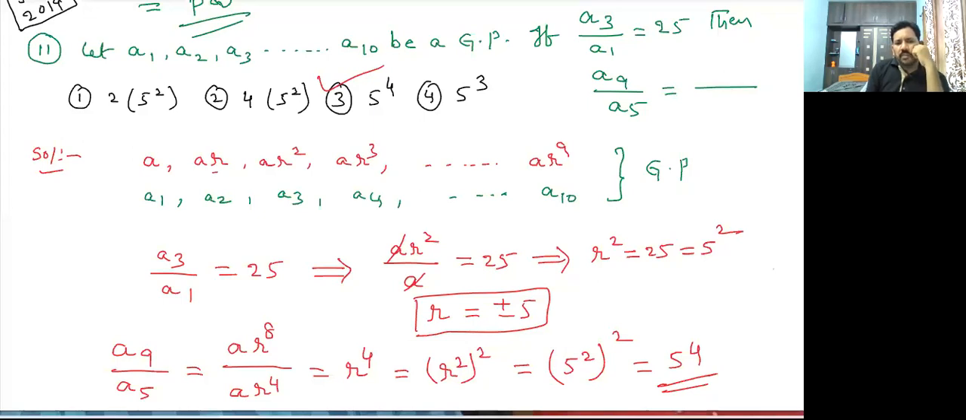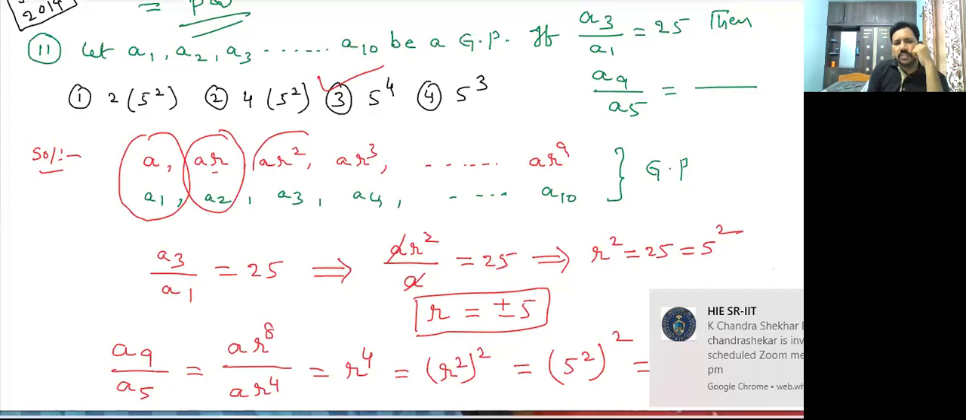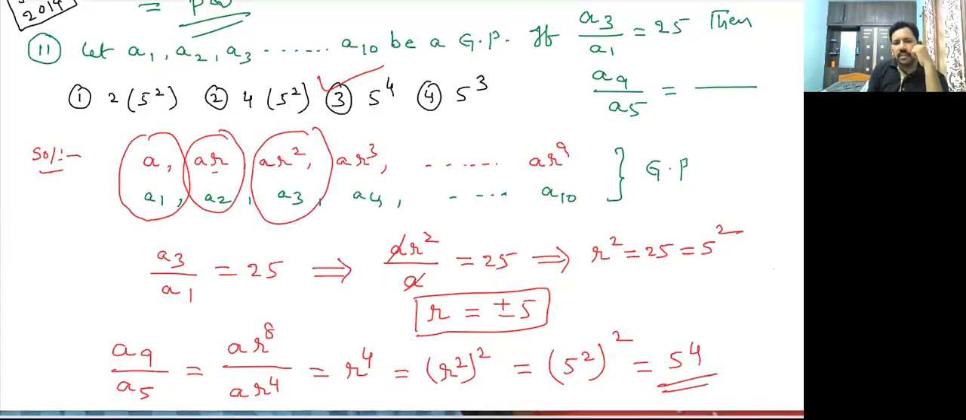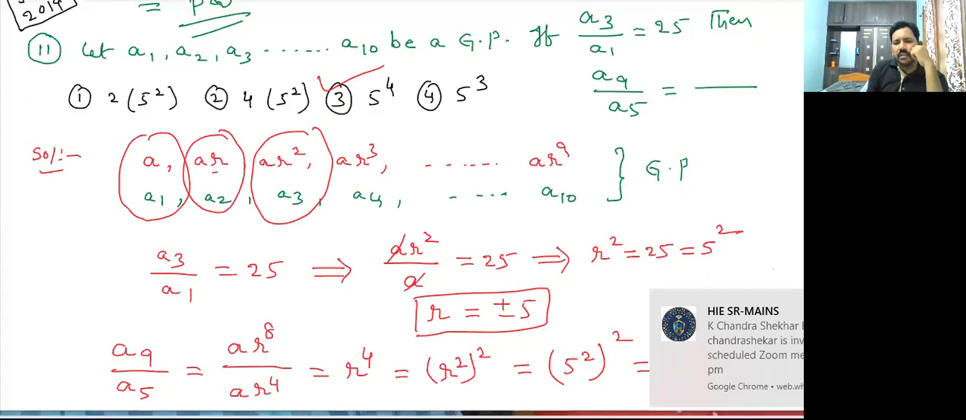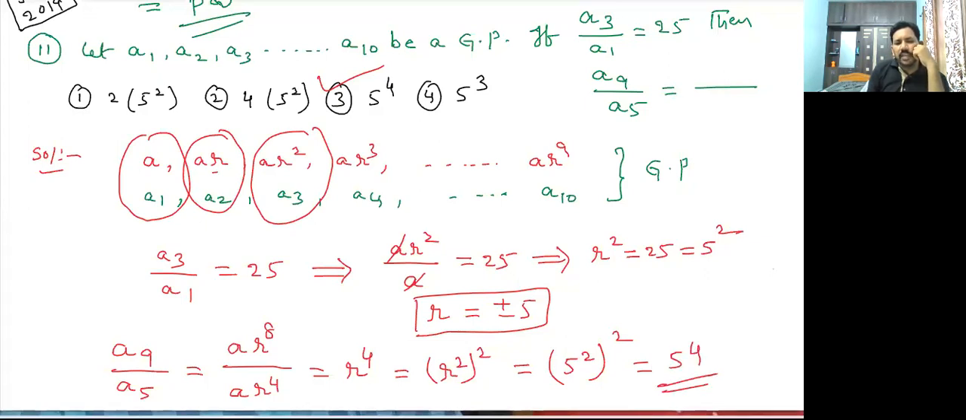ar square, ar cube, and so on, ar power n. These are in GP. So a1, a2, a3, a4, a10 are also in GP, as given. Compare these two. This is a1, this is a2, this is a3, like that. And a3 by a1 is already given here, 25. A3 value, a1 value substituted, we got the r square value and r value. And they are asking a9 by a5. A9 by a5 means a into r power 8 by a into r power 4. So we got r square whole square. R square value is 5 square.